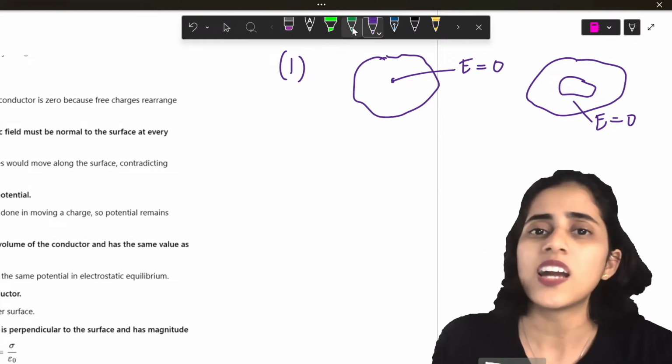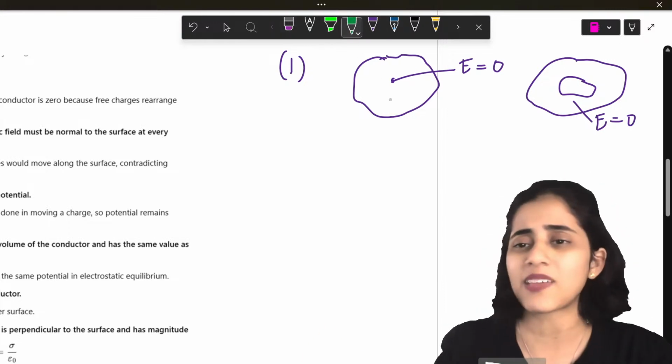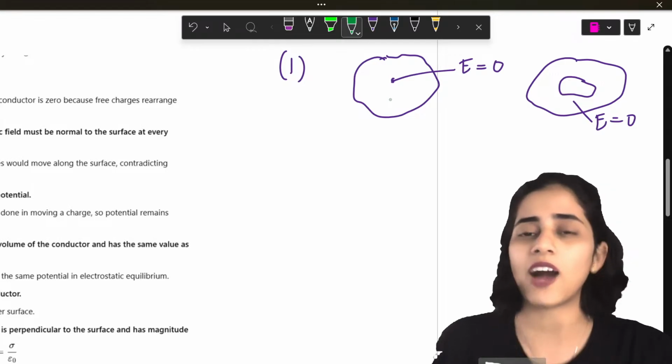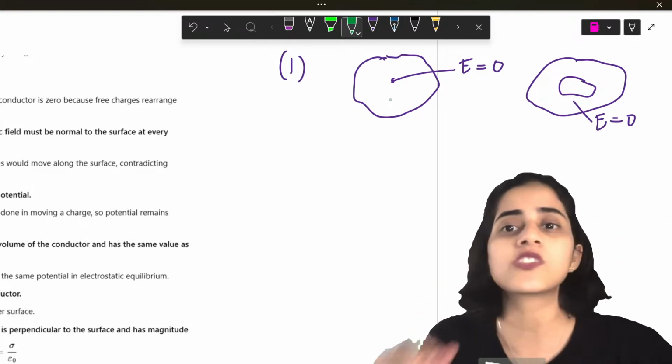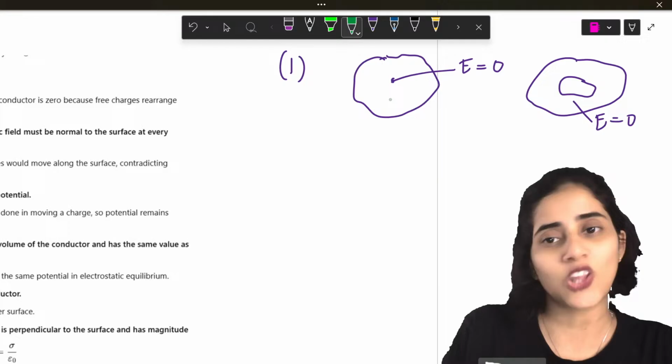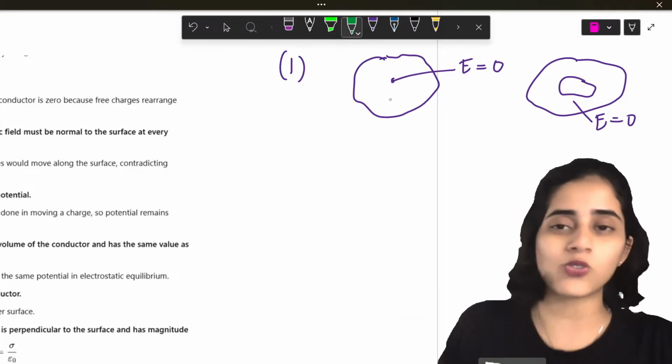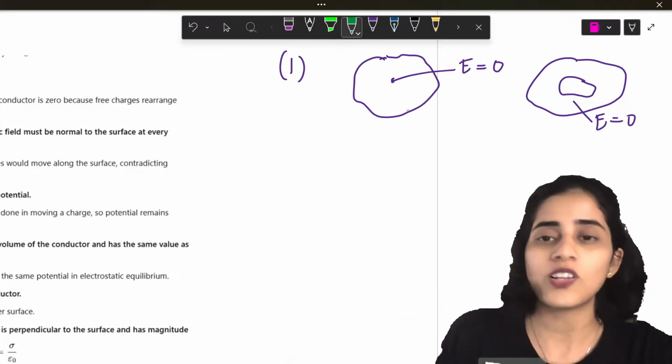Okay. Now, some of you might ask me, ma'am, what proof do you have? How do you know it's zero? I know it's not non-zero, so it is zero. But how do I know it's not non-zero? So let's check that.